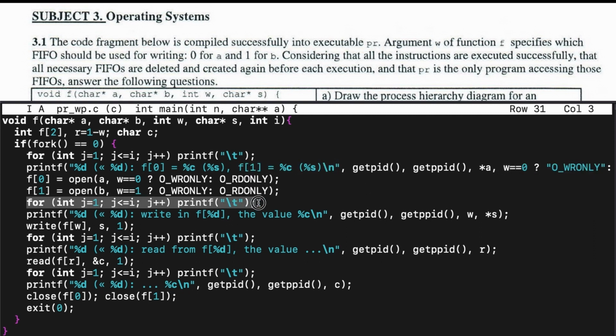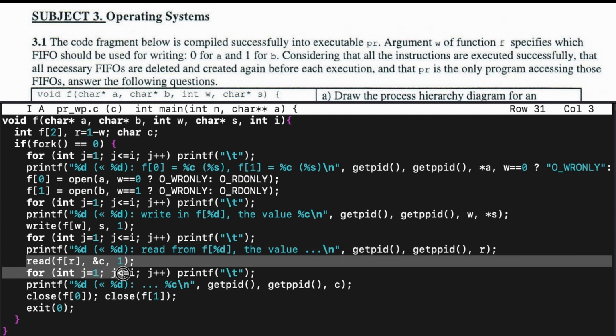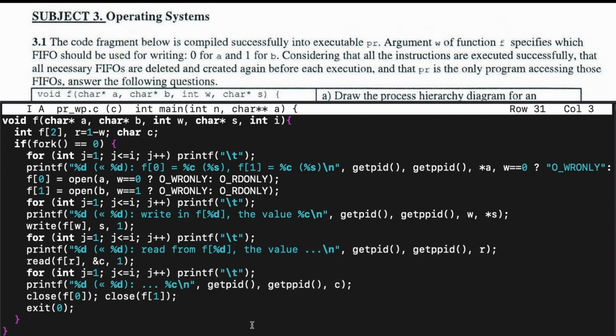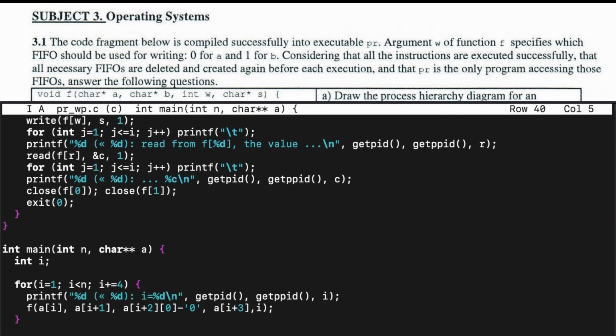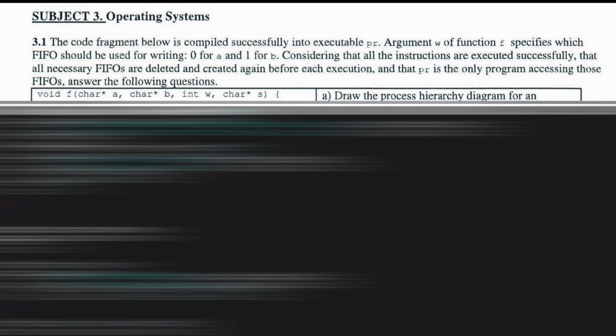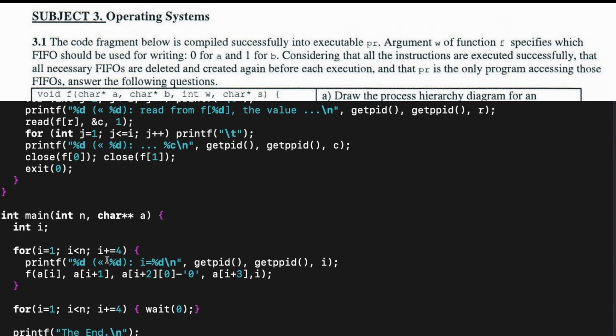Next, here again we have the PID and the PID of the parent and the operation where it writes in which FIFO and what does it write, and here what it reads from which FIFO and what value. Here it's printed the value which is read, and here in the parent we are printing only the PID of the process, the PID of the parent, and the iteration, and at the end we finish with the end.